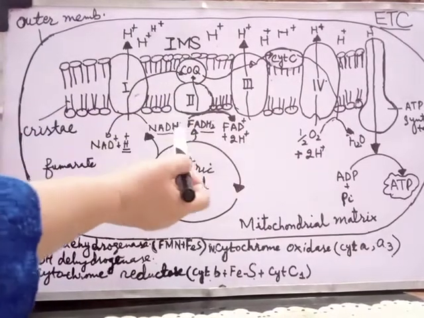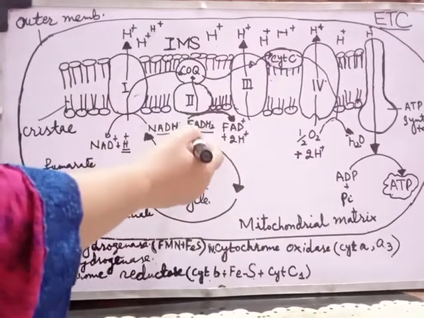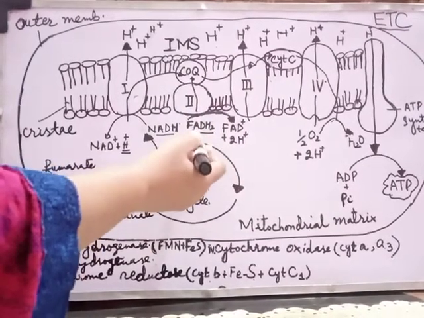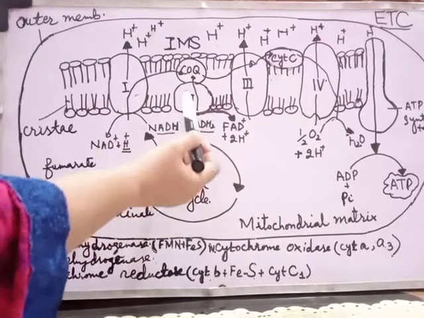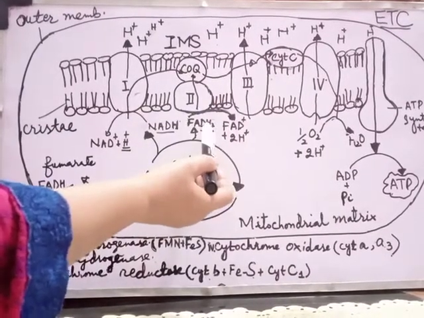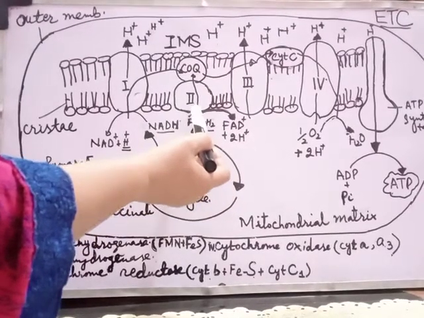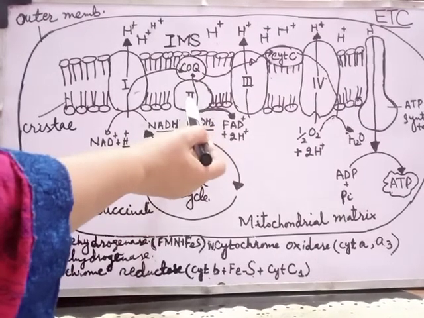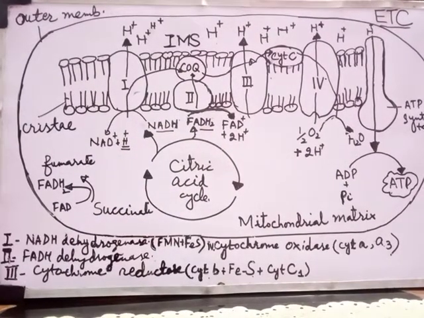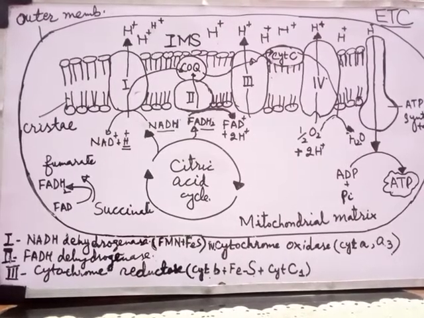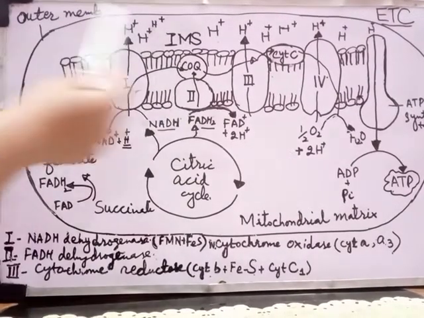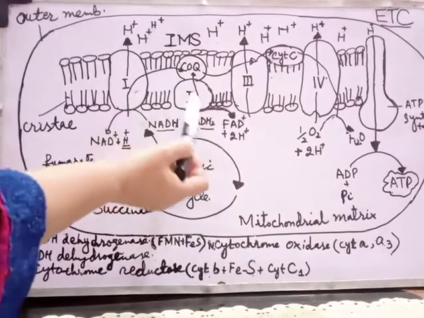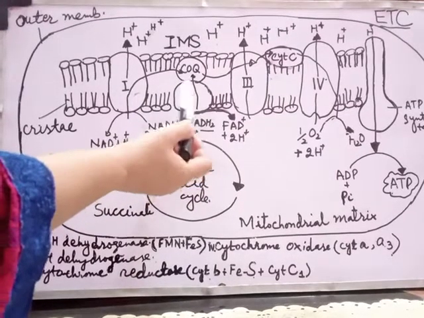And then the second component of the citric acid cycle or Krebs cycle which contributes its electrons to the electron transport chain is FADH2. It will provide its electrons to complex 2, which is called FADH dehydrogenase, and from complex 2, electrons will be transported to coenzyme Q or ubiquinone.